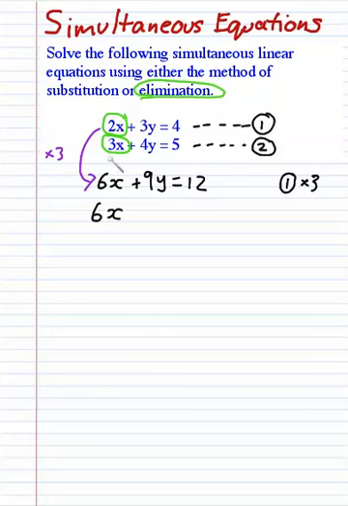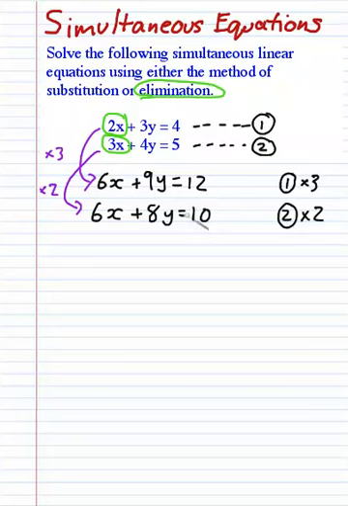And likewise, what did we have to do to get from 3x to 6x here? Well, we obviously have to times by 2. So what we're wanting to do to the second equation is multiply it by 2. So 3x times 2 is 6x, 4y times 2 is 8y, and 5 times 2 is 10.